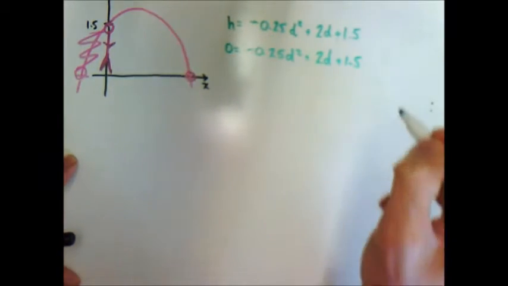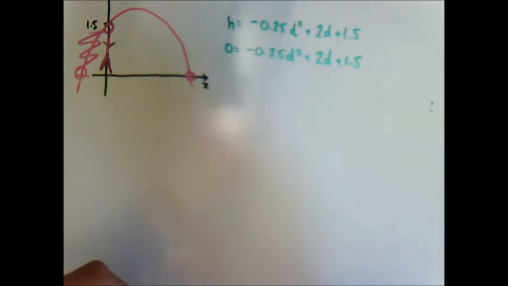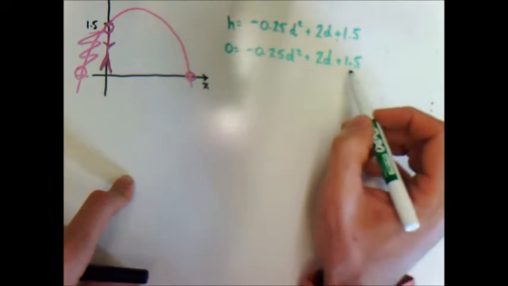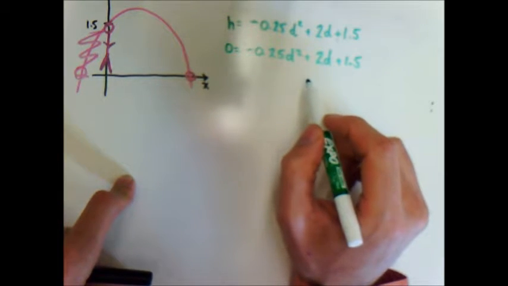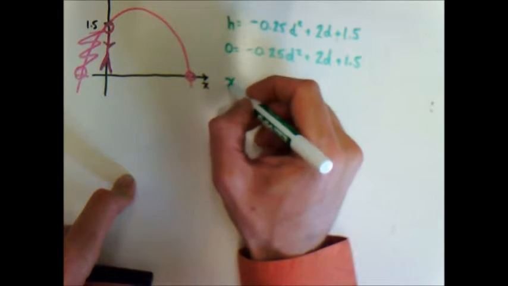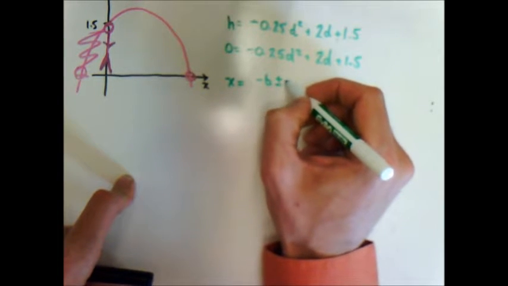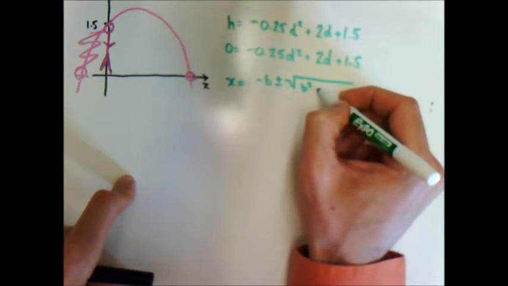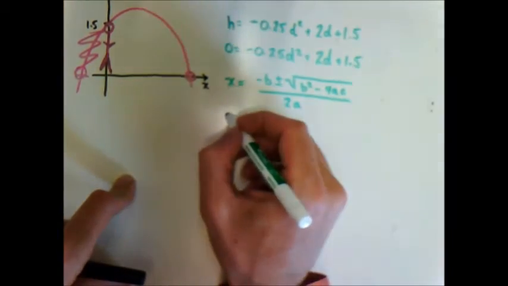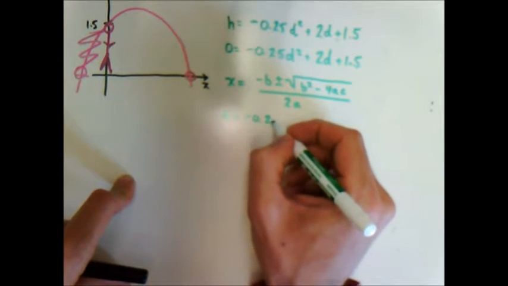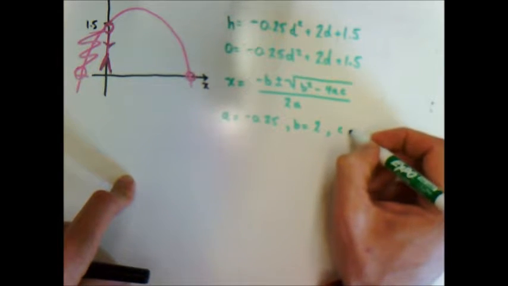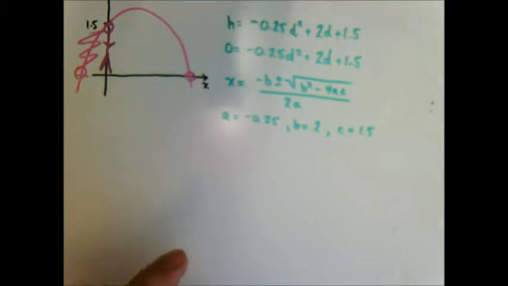rewrite the right side of the equation without changing anything, and then solve. I notice right away that I have a negative decimal out in the front here, and I have a decimal in the back. These things aren't going to factor out all that nicely. So I'm going to just go ahead and use the quadratic formula. x equals negative b plus or minus the square root of b squared minus 4ac, over 2a. I know my parameters. a is negative 0.25, b is 2, and c is 1.5.